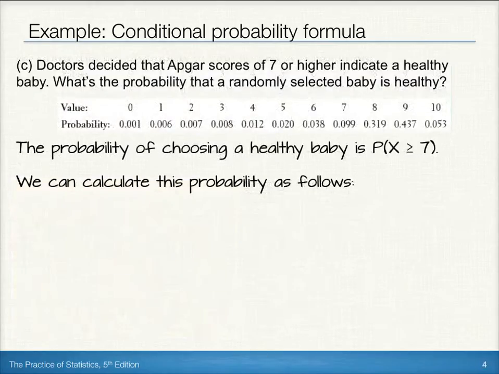Now, suppose doctors decided that an Apgar score of 7 or higher indicates a healthy baby. What's the probability that a randomly selected baby is healthy? Well, to find the probability of choosing a healthy baby, we have to find the probability of x being greater than or equal to 7.